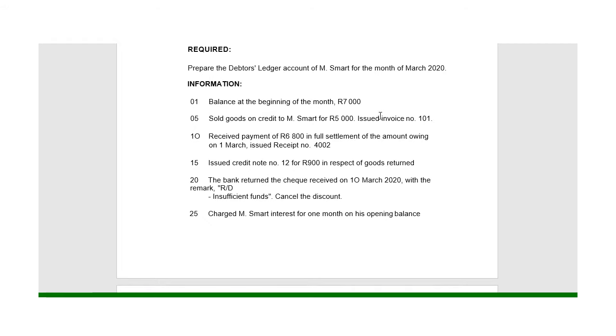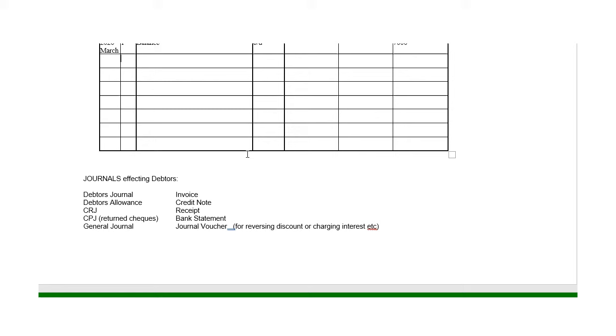When we do the transactions, it is important to know the types of journals that can affect the debtors ledger. In this case, they give us more information than they sometimes do. The DJ is the debtors journal. That's when we sell goods on credit, so when he purchases stuff, and the document there is an invoice. If he returns some of the goods, it goes onto the debtors allowance journal. The document is a credit note. If he pays us money, it goes onto the CRJ, and the document is a receipt. If that cheque comes back because there are insufficient funds or whatever the reason is, it will be entered onto a CPJ, and we will get it on the bank statement. So the document is the bank statement.